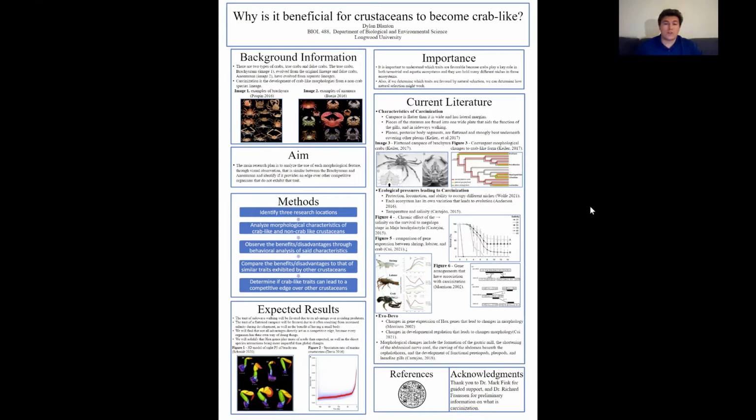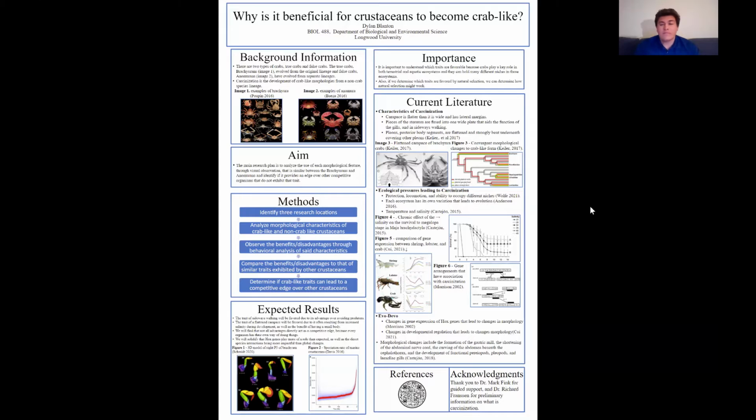Also, if we're able to determine which traits are favored by natural selection, we can determine how natural selection might work in these different circumstances. So if crustaceans are evolving to become crabs because of their claws, we could understand how natural selection might be playing into that. Whereas if it's over a flattened carapace or whatnot, we could understand a little bit more about how natural selection is playing out here.